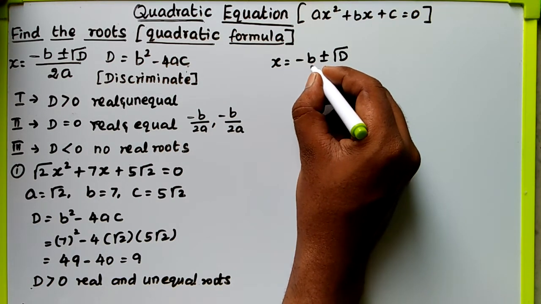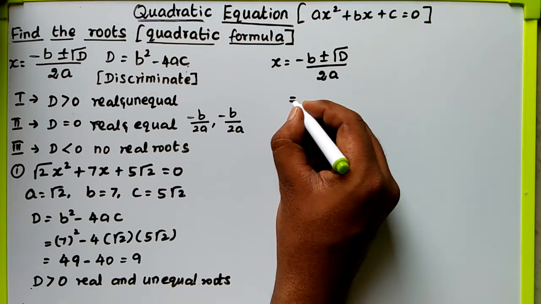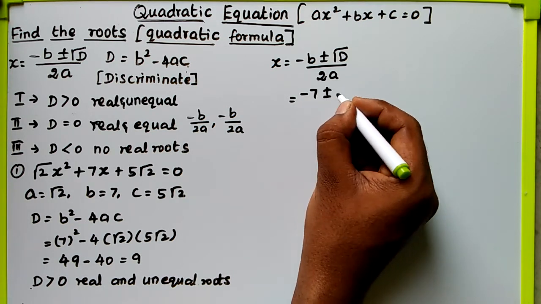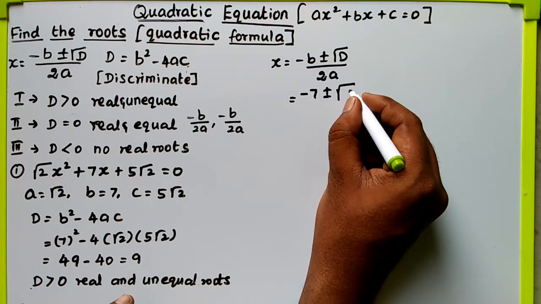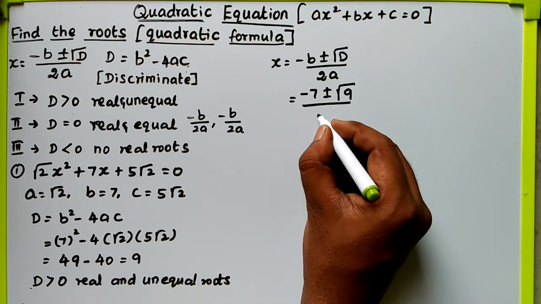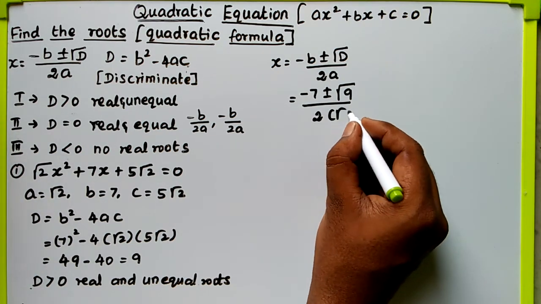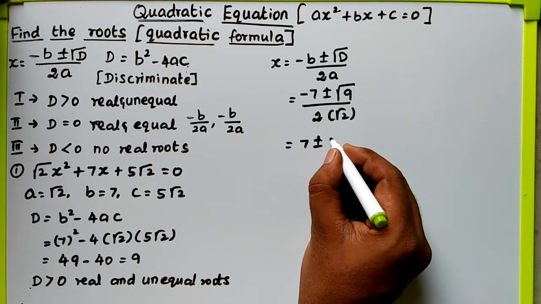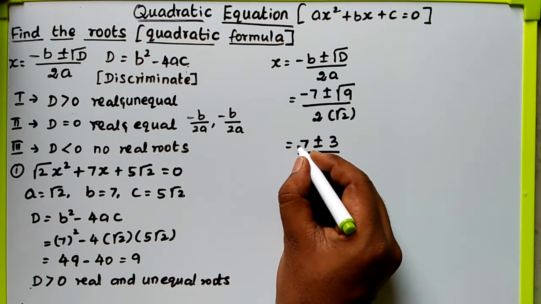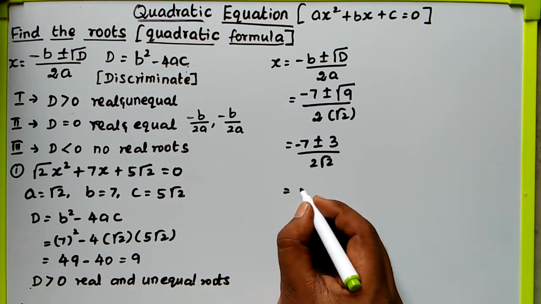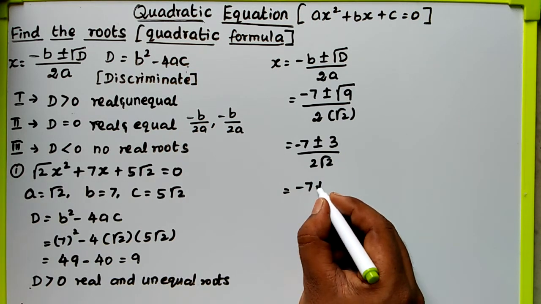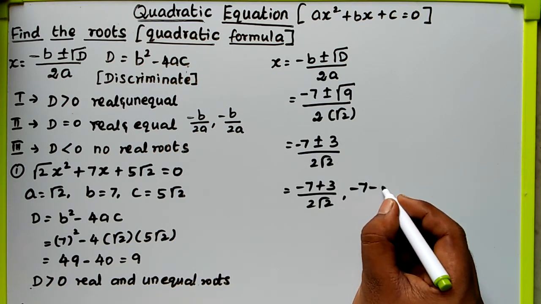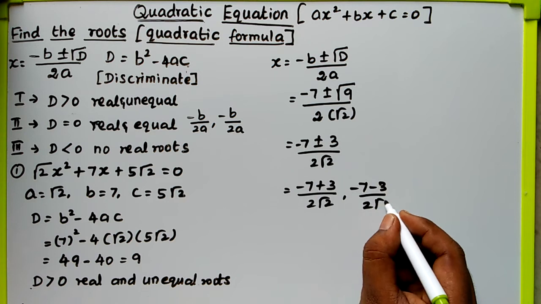Now we will substitute in the formula x equals minus b plus or minus root D by 2a, and the value of b is 7. So minus 7 plus or minus root D, the value of D is 9, by 2 into the value of a, root 2. So minus 7 plus or minus root 9, which is 3, by 2 root 2. We take first plus 3 by 2 root 2 and then minus 7 minus 3 by 2 root 2.